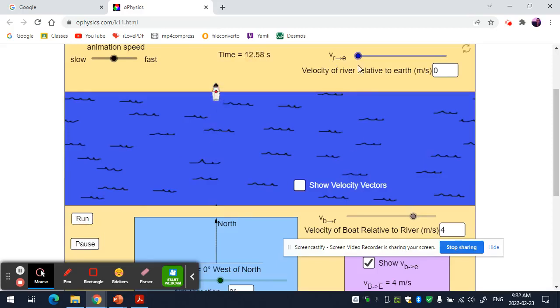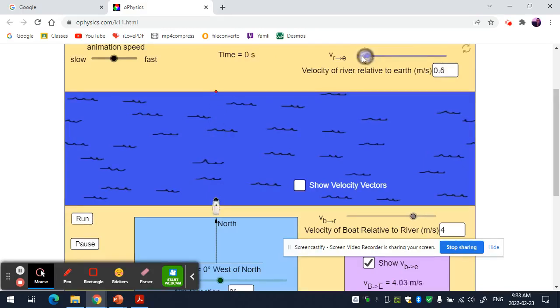Okay. What if I do this now? Just a little bit. What's going to happen? Is it going to perfectly go head on or deflect a little bit? It's going to deflect. Okay, look where it's going to hit, everyone. Slightly off.